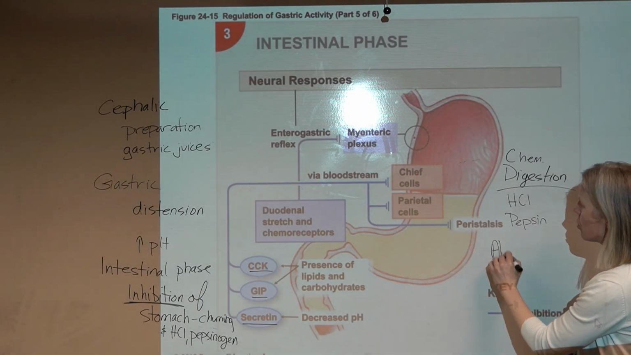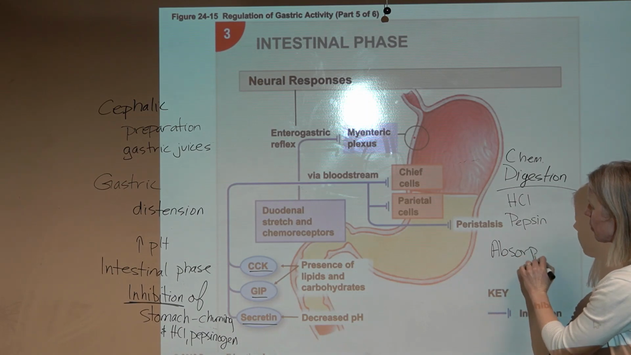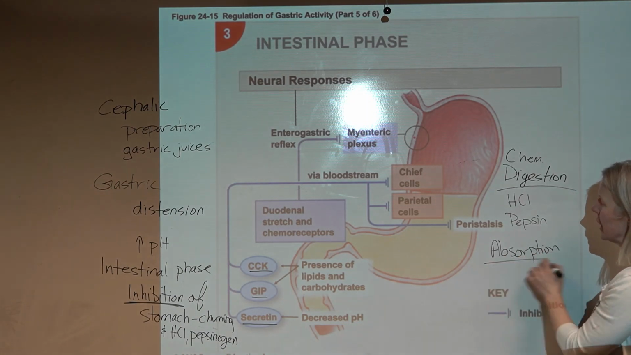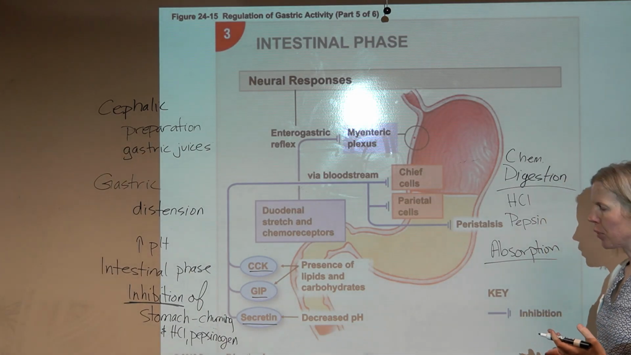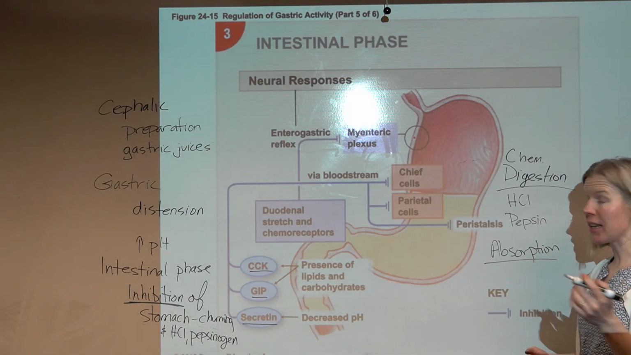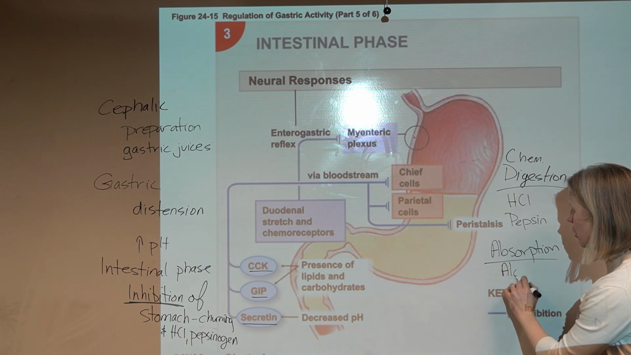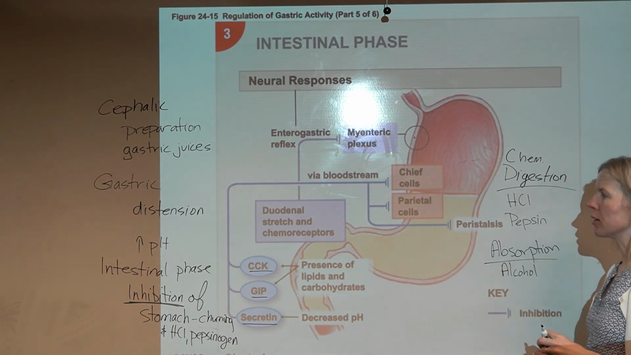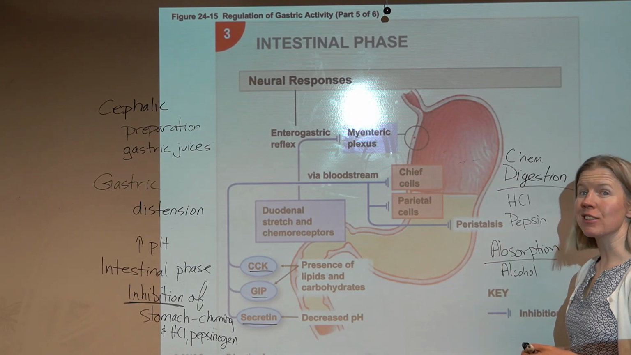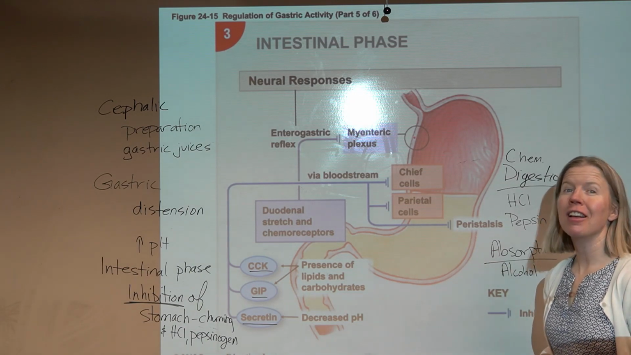As far as absorption goes, it's very limited here in the stomach, right? Really, this is limited to things like alcohol. There's a good example. Alcohol and certain drugs are absorbed here in the stomach. Most absorption is going to take place in our next organ, the small intestine.